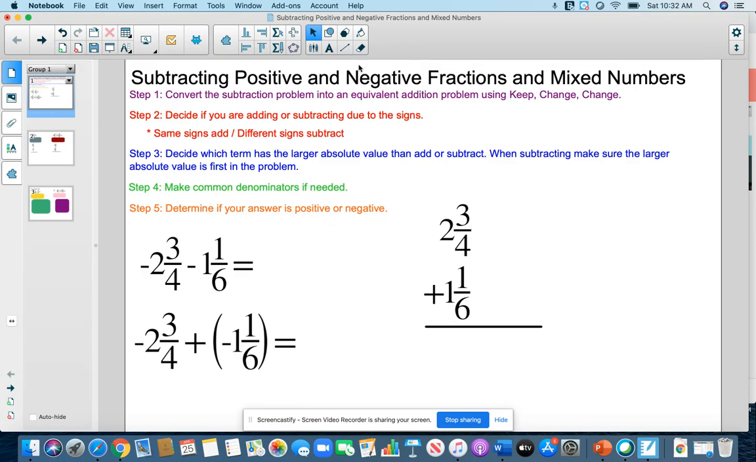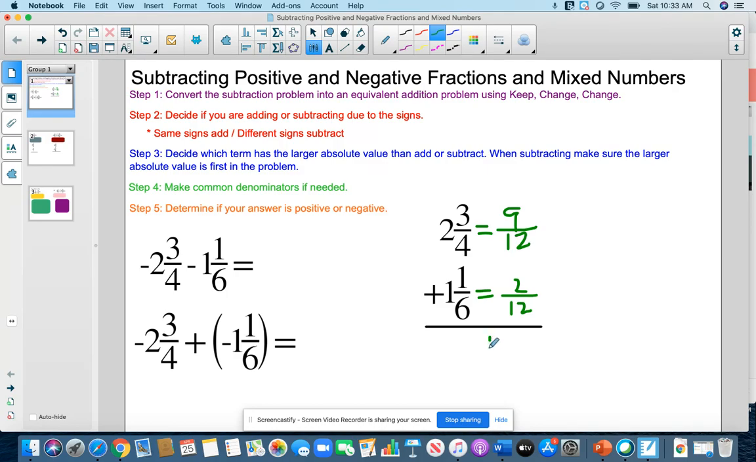And the denominator that works for 4 and 6 would be 12, because the first multiple of 6 is 6, does not work for 4, but 12 does. So 4 times 3 is 12, so that makes 3 times 3, 9. And for 1/6, we're going to make it 12, so 6 times 2 is 12, so 1 times 2 is 2.